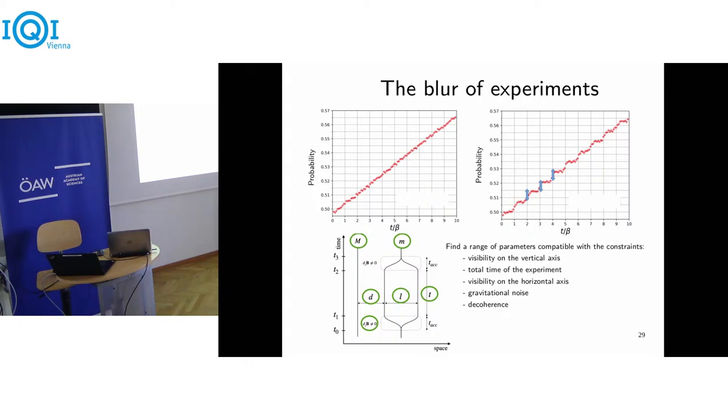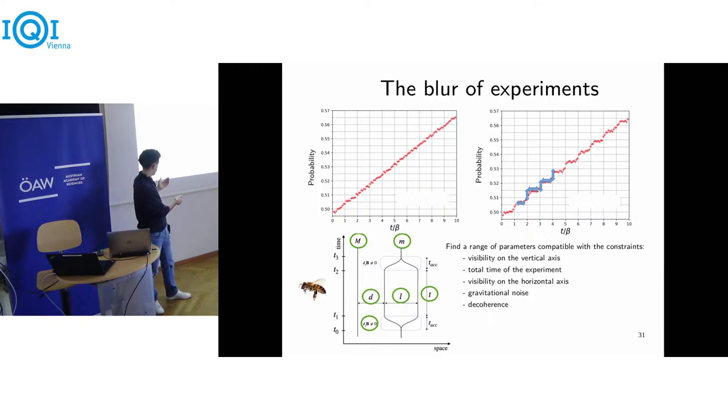That's the second constraint. Another constraint is the visibility on the horizontal axis, and this means that you need enough accuracy on this set of parameters. Another very important constraint is the gravitational noise, because the experimental setup is like a gravimeter, a very sensitive gravimeter, which means that if there is a fly or a bee flying nearby, it's going to change locally the gravitational field of the experiment. And so maybe it's going to blur the possibility to see the phase. We should avoid this, and we should be able to know how isolated the experiment should be.